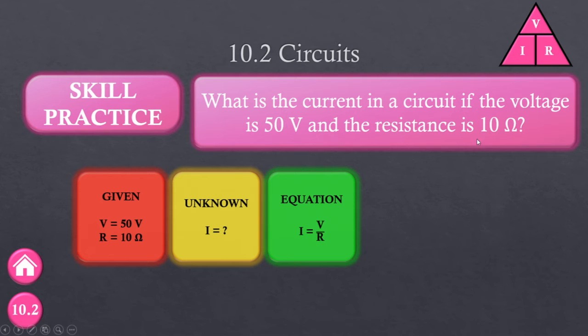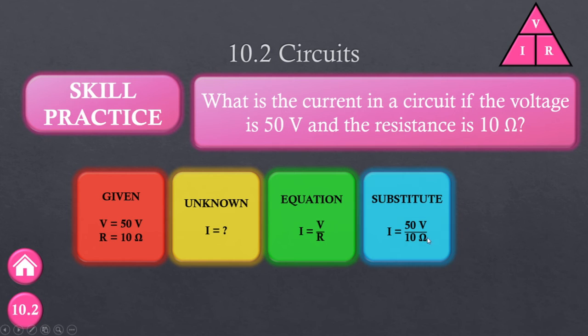The V is on top of the R. Next, we substitute. The V is 50 volts, so we plug that on top. The R is 10 ohms, so we plug that on the bottom. And finally, we solve. And I bet you can tell without even using a calculator that 50 divided by 10 is going to be 5.